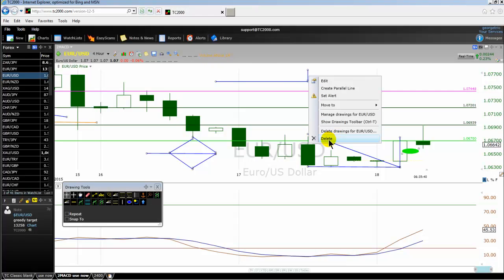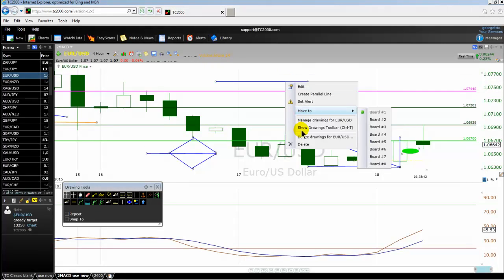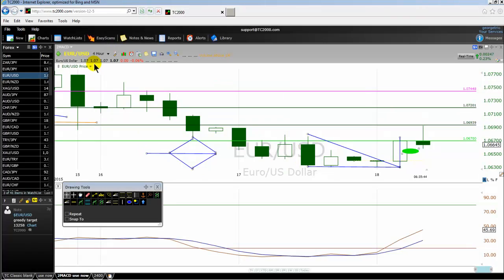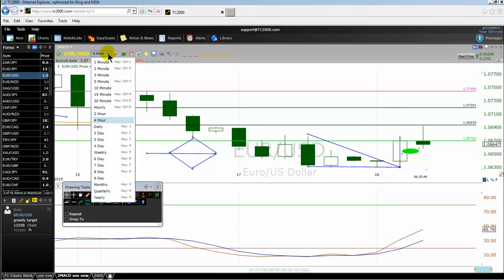Okay, let's see what's happening. I want to enter this trade now. Once again, if you have more questions, do not hesitate to contact us, and we'll get back to you.